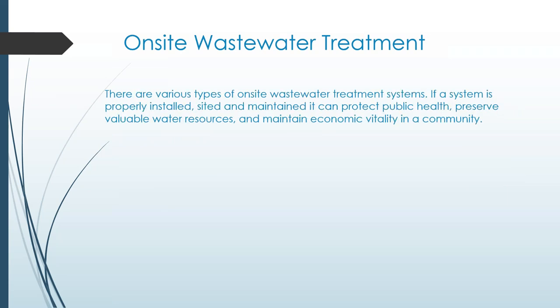As previously mentioned, there are various types of on-site wastewater treatment system. If a system is properly installed, sited, and maintained, it can protect public health, preserve valuable water resources, and maintain economic vitality in a community. Let's examine some of the types and discuss ways to properly maintain them.